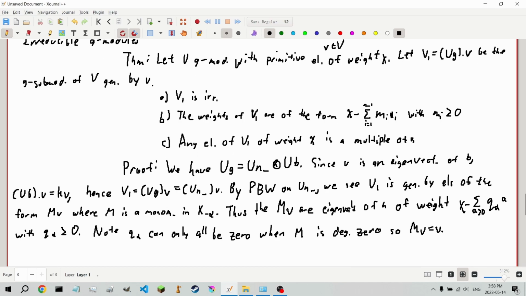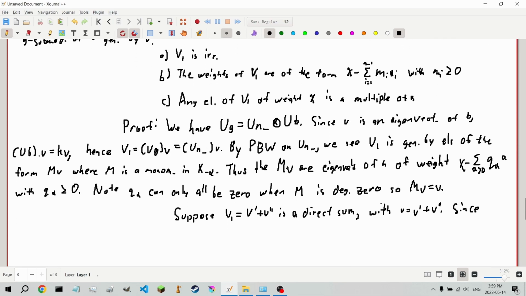Now for part A, suppose V1 is decomposed into a direct sum. So we're splitting V1 into V prime and V double prime, with V1 equal to V prime and V double prime. Since V1 chi has to be V prime chi plus V double prime of chi.